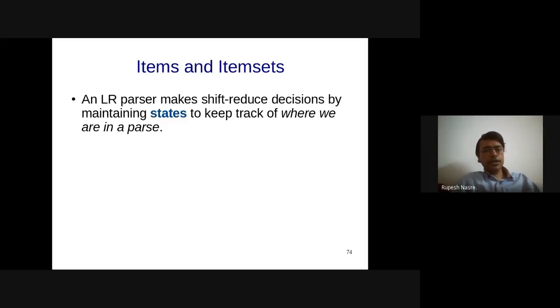So let's talk about these items and item sets. The decision of whether to shift or reduce is made by maintaining some sort of state. That state is similar to the state in a finite automaton, and it tells you where we are in the parsing stage. That state is going to be a collection of items, so we need to talk about items. A set of items is what we are going to call a state.